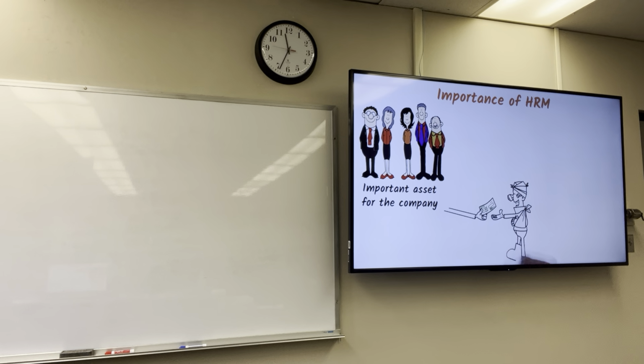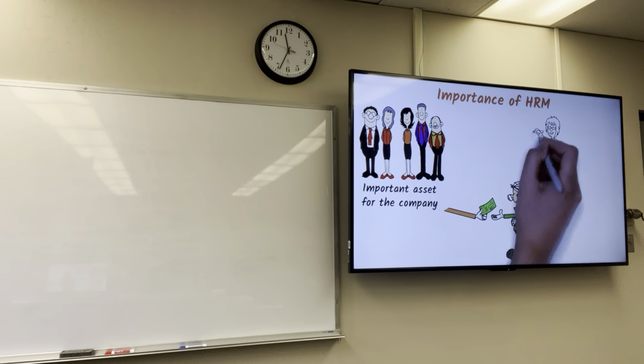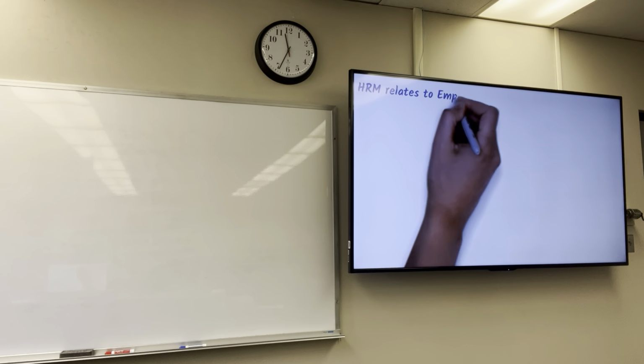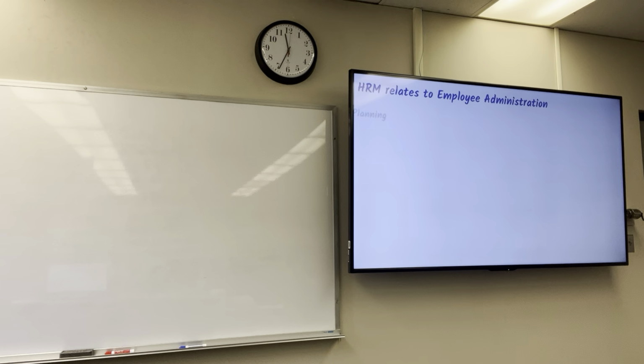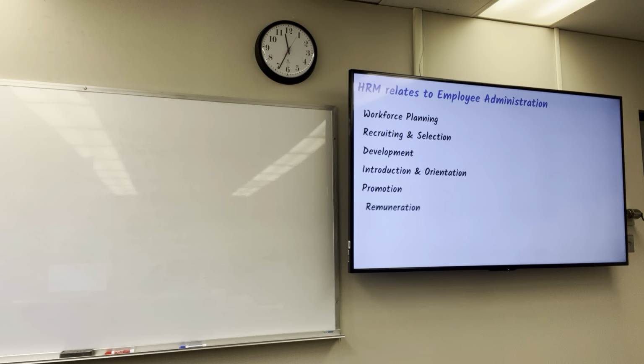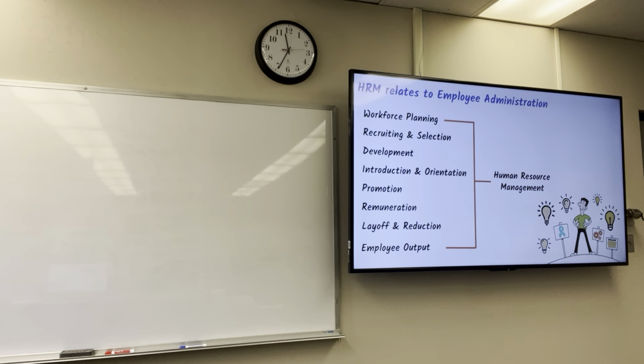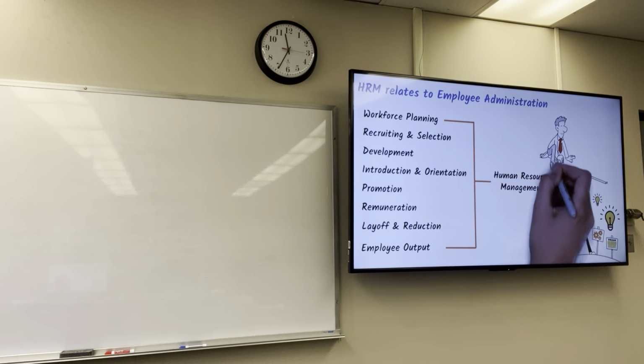Human resource management's goals include identifying staffing gaps and developing and retaining top talent. It's important to note the breadth of HRM's purview, so it's tough to pin down a single definition, but we can put them in one of the following categories. HRM relates to employee administration, workforce planning, recruiting and selection, development, introduction and orientation, promotion, remuneration, layoff and reduction, and employee output are all examples of direct human resource management. The larger goal here is to measure personal progress and efficiency, both of which have knock-on effects on the growth of the business.